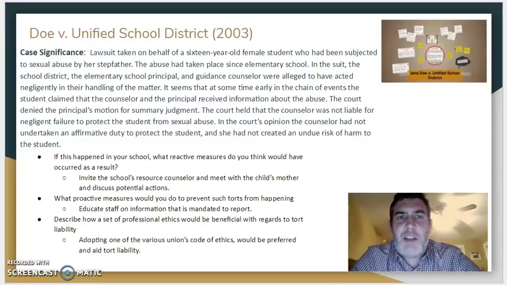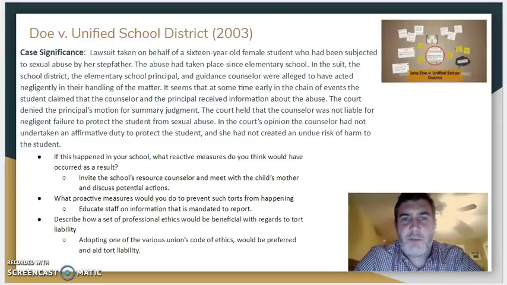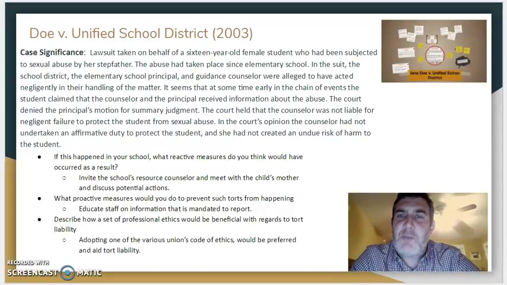And then the final case is Doe versus the Unified School District in Kansas. This lawsuit was taken on behalf of a 16-year-old female student who had been subjected to sexual abuse by her stepfather. Abuse had taken place since elementary school. And in this suit, the elementary school principal and guidance counselor were named because they were alleged to have acted negligently in their handling of the matter, that they knew about it. Early in the chain of events, the student claims that the counselor and principal received information about the abuse and did not do anything about it.